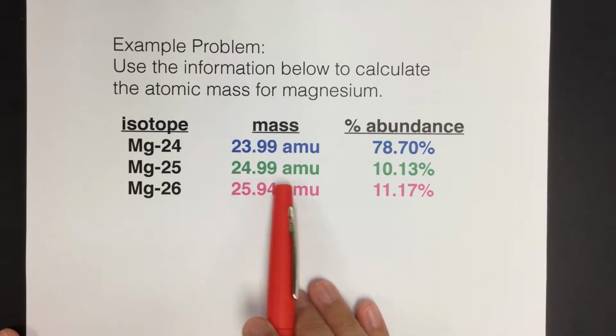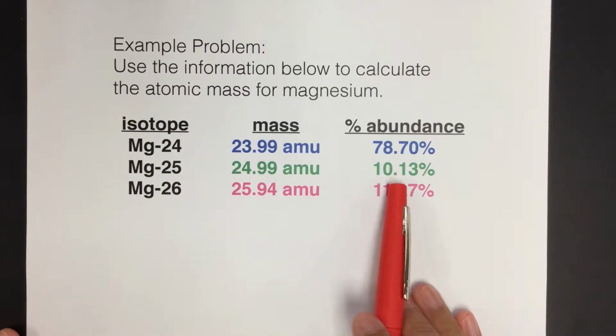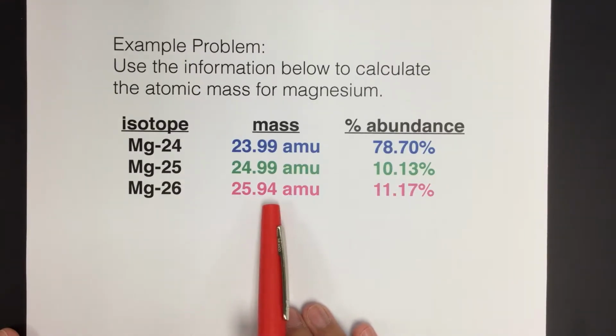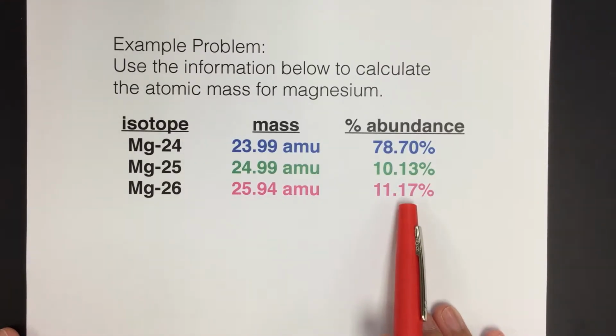Magnesium 25, 24.99 AMU with an abundance of 10.13%, and magnesium 26 has a mass of 25.94 AMU, an abundance of 11.17%.